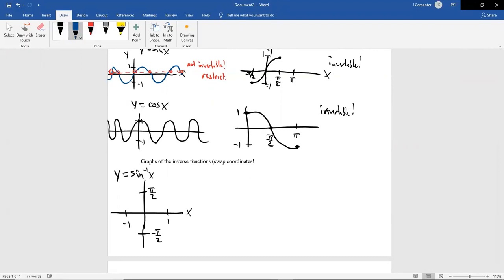Then we just plot the points. So this was negative pi over 2 comma negative 1. So now it's negative 1 comma negative pi over 2. Then we had the point at the origin, which is pretty clear to see. And then pi over 2 comma 1 is now 1 comma pi over 2.